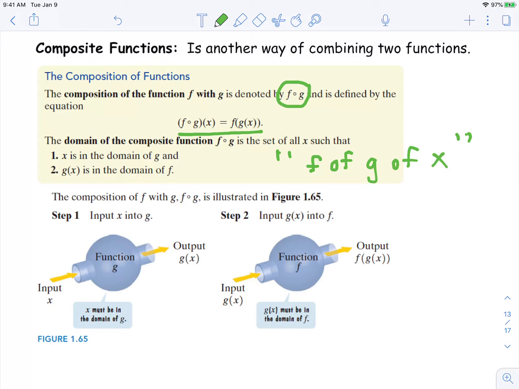So here is a visualization with step 1. You start in the innermost parentheses and you input x into g. So here's what this is saying: you're taking x and substituting it into the g function. Then step 2, you're going to take that g of x and substitute it into the f of x. So you're working backwards.